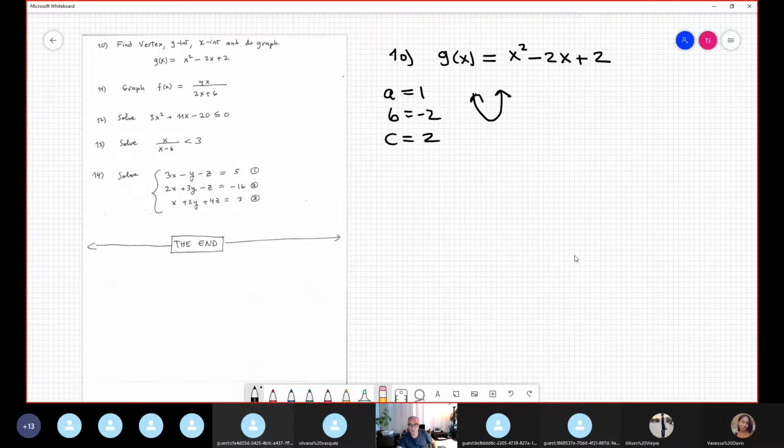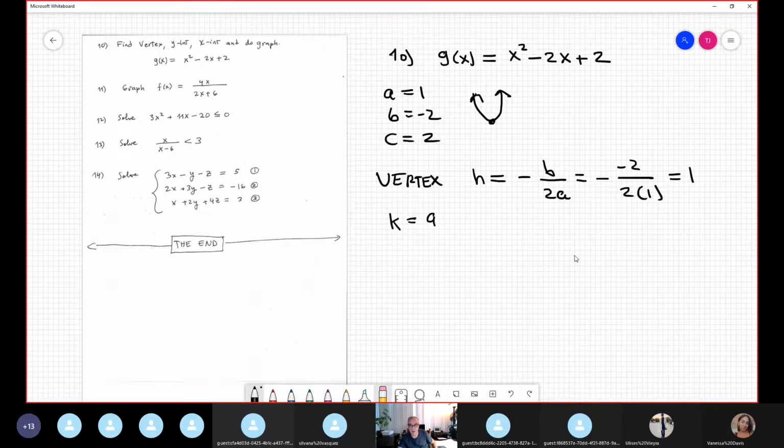because A is positive. To find the vertex, in my opinion the most important point, find H using the famous formula minus B over 2A. Minus B is negative 2, divided by 2, and A is 1. Wow, look at that. Negative, negative, double negative, positive, and 2 divided by 2 is 1. So 1 is H. And what about K?